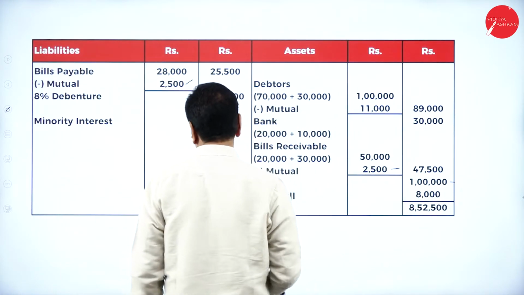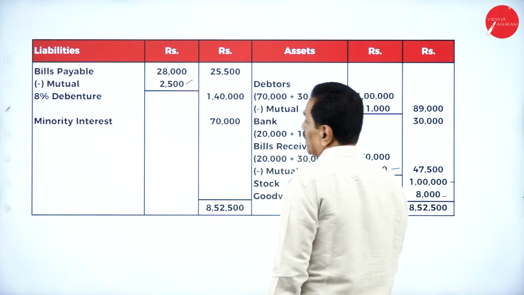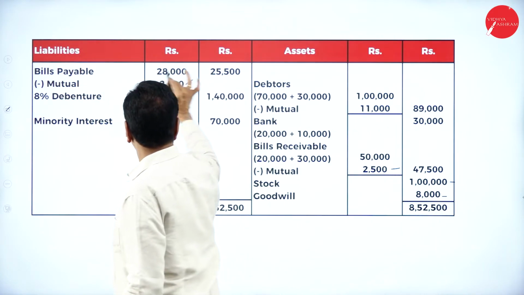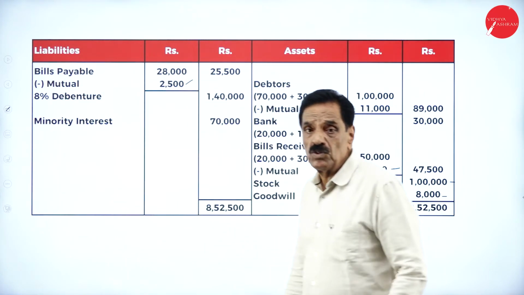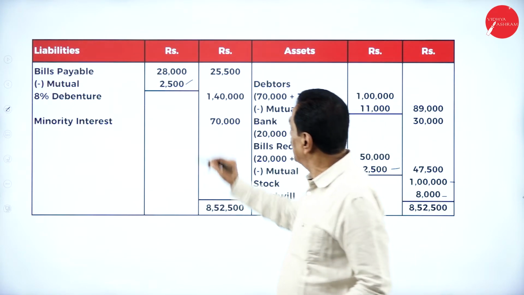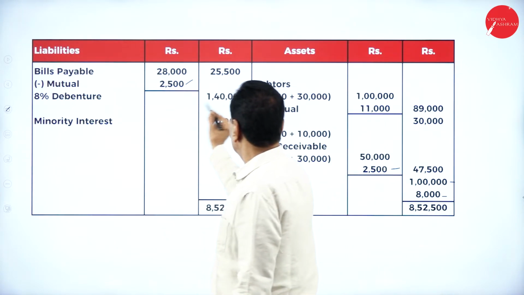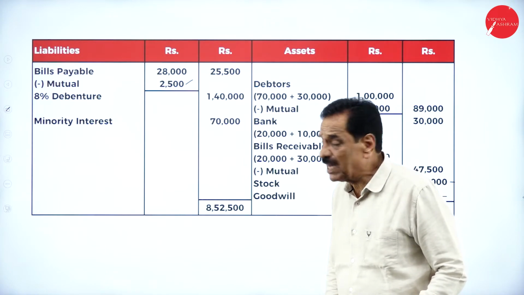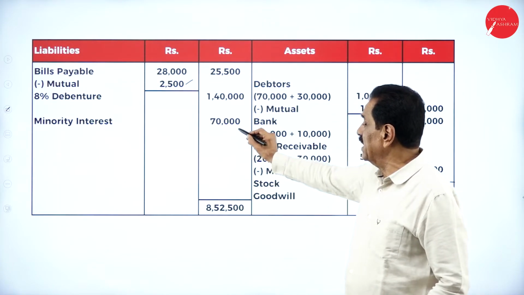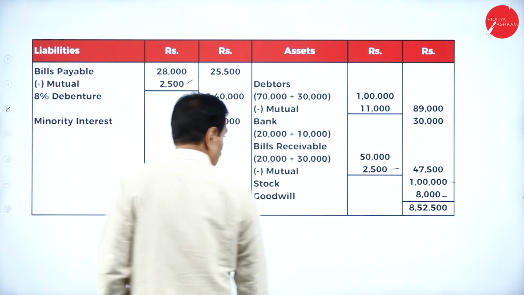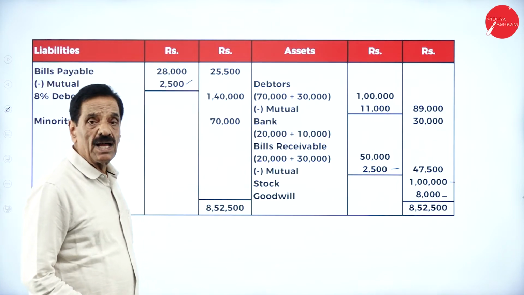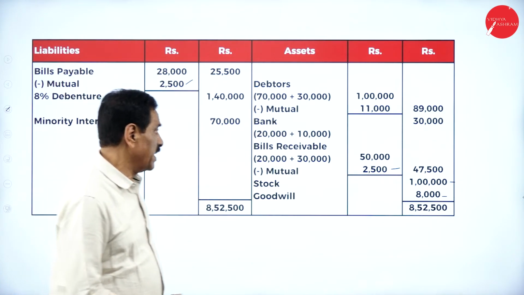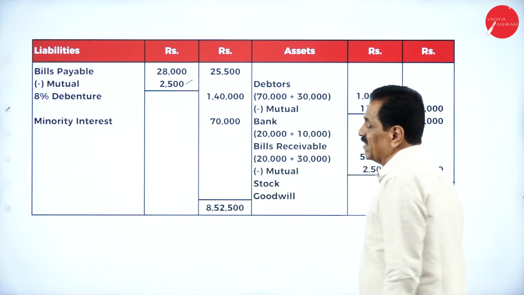Goodwill as per the calculation is 8,000. Then bills payable 28,000 minus mutual 2,500, balance is 2,500. 8% debenture available in the balance sheet, same amount. Minority interest is 70,000. Totally it will tally for 8,52,500. Very easy.